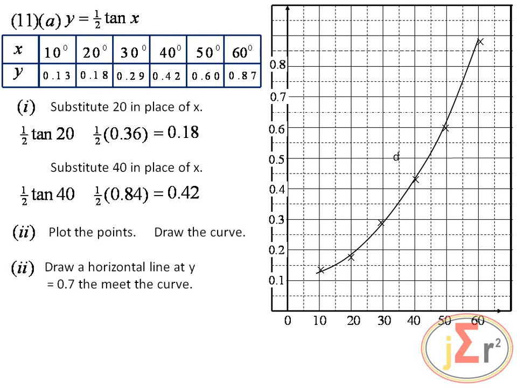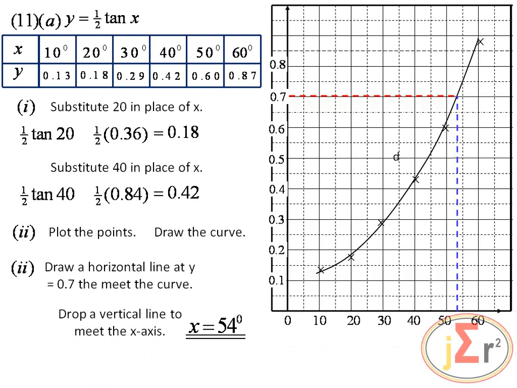So we find 0.7 on the y-axis and we draw a broken line to meet the curve, like so. Then we draw a vertical line to meet the other axis. So at that point of intersection of the curve and the horizontal line, we draw a vertical line to meet the x-axis, right? And at that point, x is equal to 54 degrees.